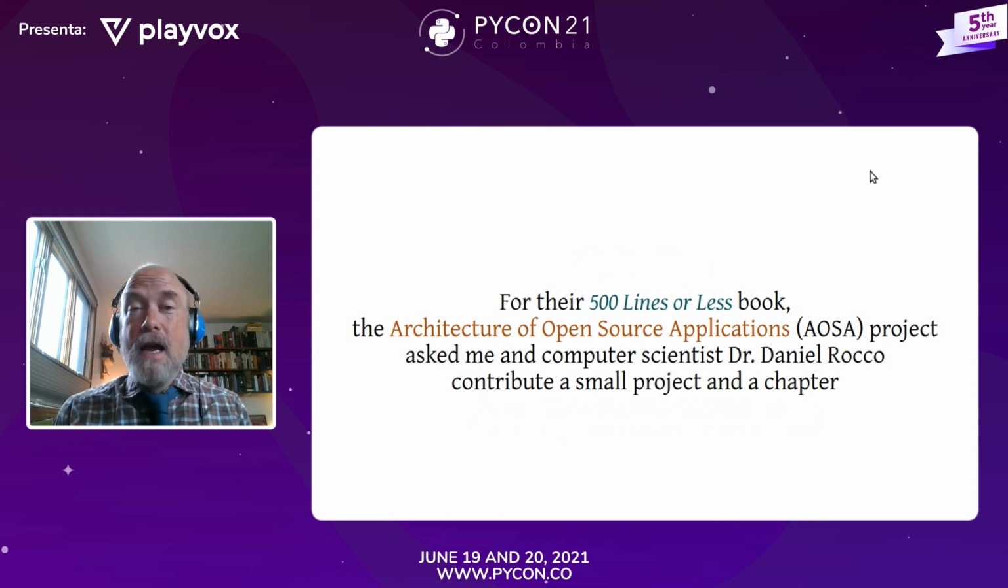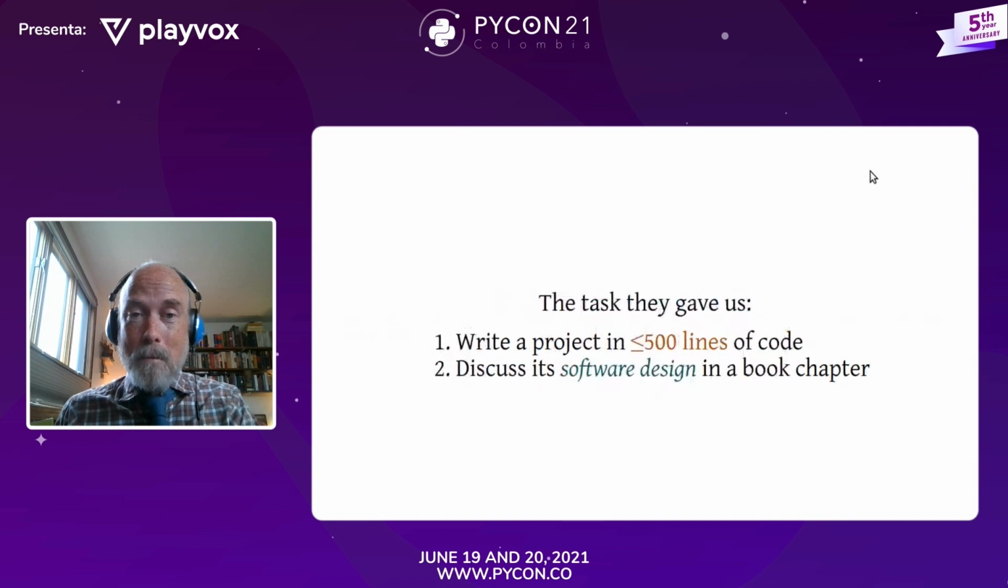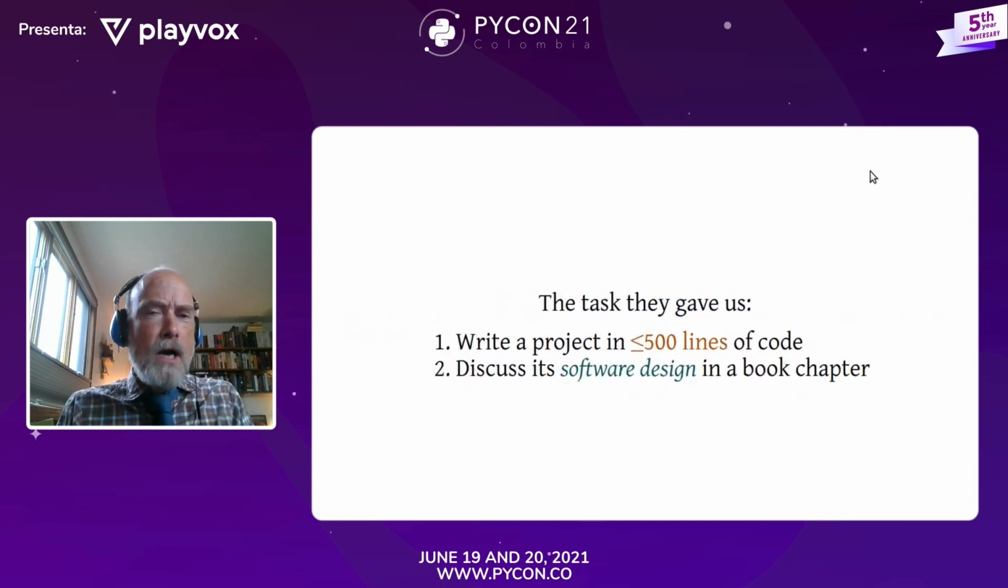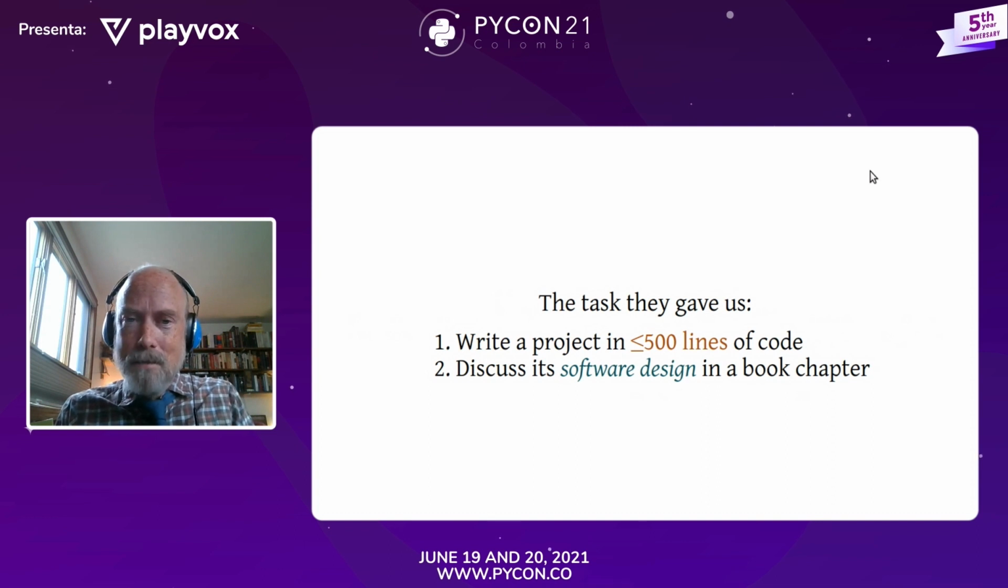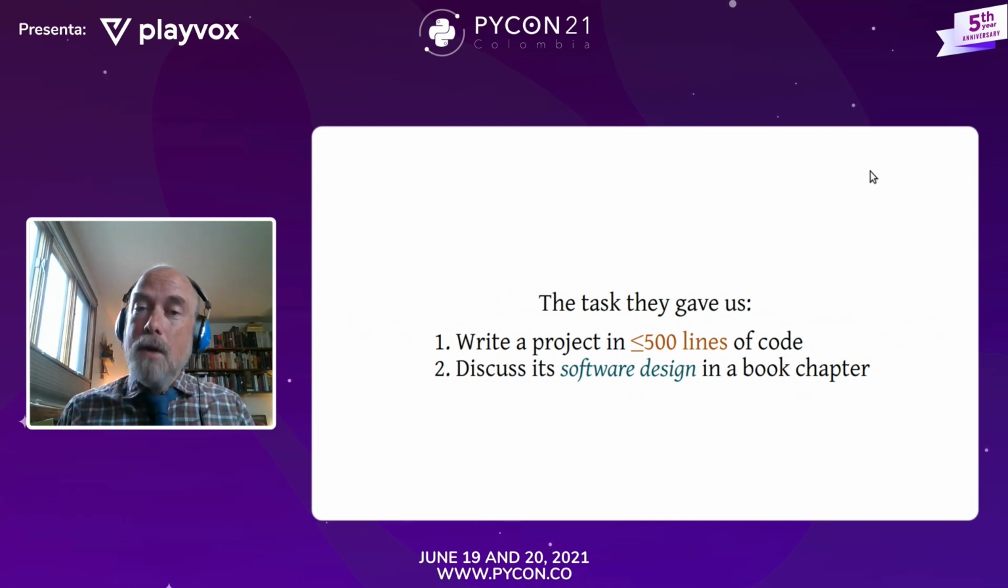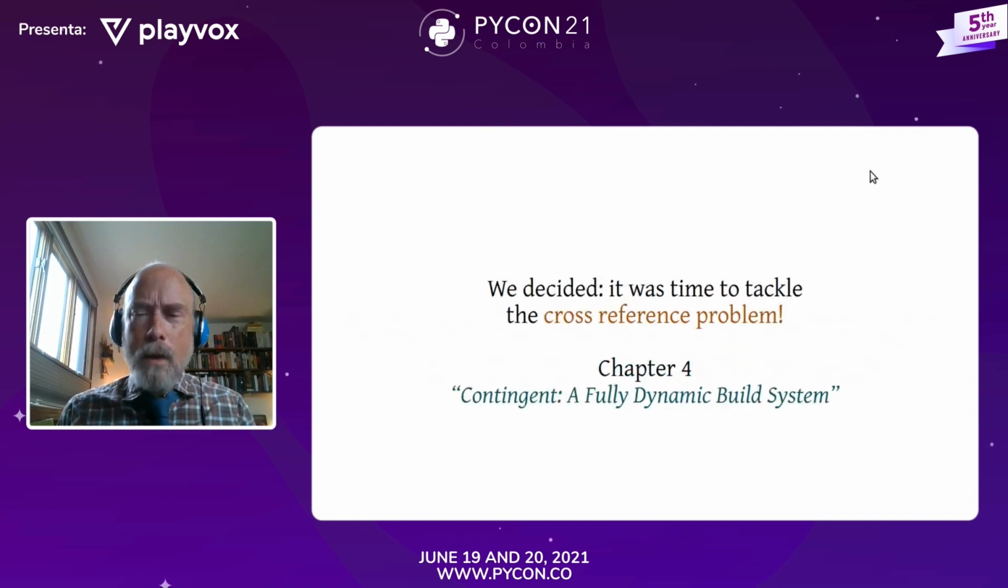For their 500 Lines or Less book, the Architecture of Open Source Applications project asked me and computer scientist Dr. Daniel Rocco to contribute a small project and a chapter to their book several years ago. The task they gave us: write a project in 500 lines of code or less, and discuss its software design in a book chapter. We decided it was time to tackle the cross-reference problem. And so we wrote our prototype build system, which is up on GitHub, Contingent, and we named the chapter A Fully Dynamic Build System.